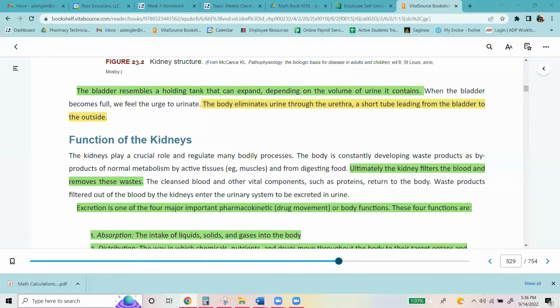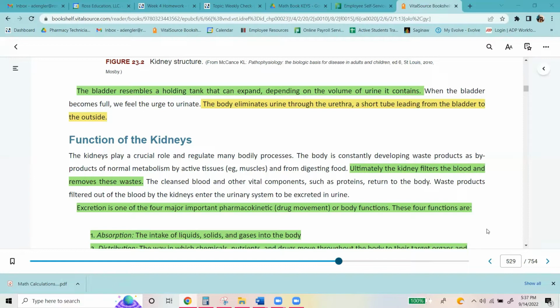The kidneys play a crucial role in regulating many bodily processes. The body is constantly developing waste products as byproducts of normal metabolism by active tissues and from digesting food. Ultimately, the kidney filters the blood and removes these wastes. The cleansed blood and other vital components, such as proteins, return to the body. Waste products filtered out of the blood by the kidneys enter the urinary system to be excreted in urine.